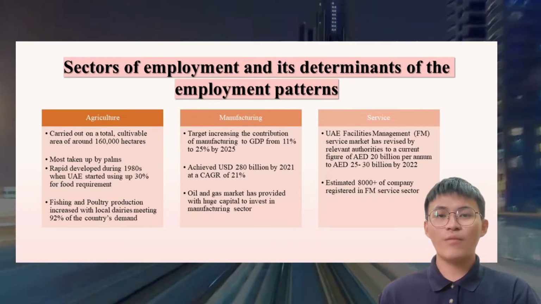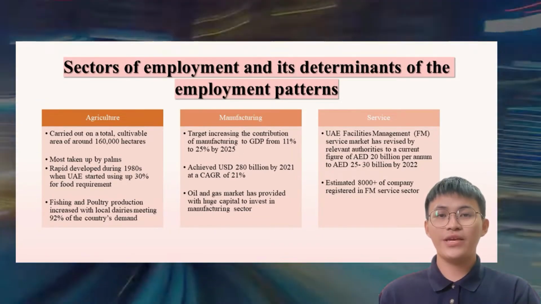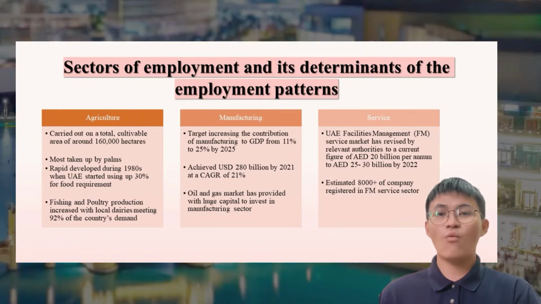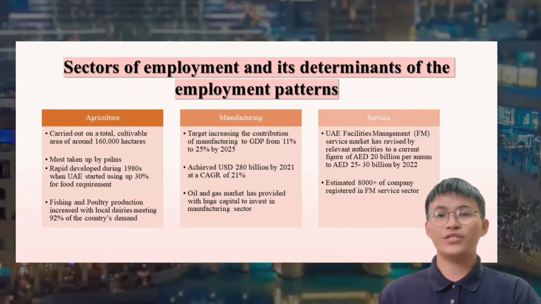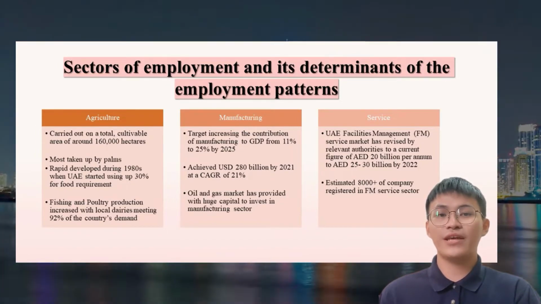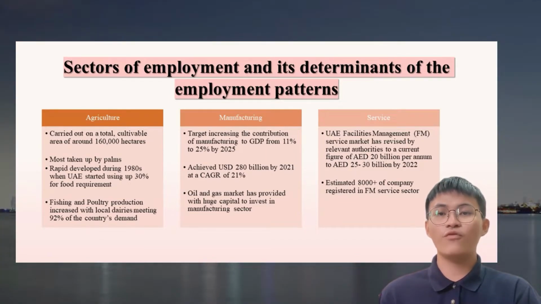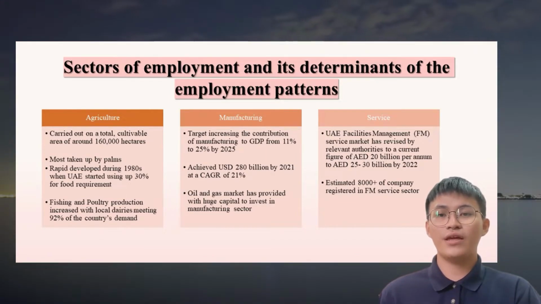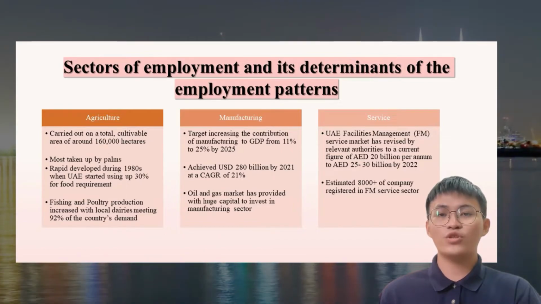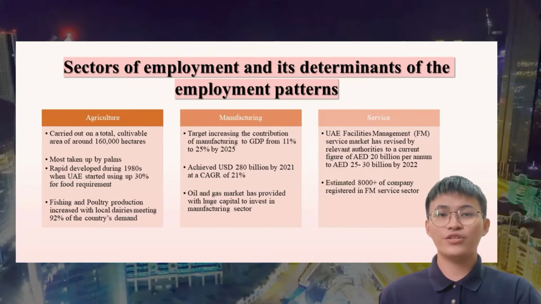There are three sectors of employment in the UAE, which are agriculture, manufacturing and the service sector. Agriculture in the UAE is carried out on a total area of around 160,000 hectares, most of which is taken by farms. Over the years, the government in each emirate has provided incentives to farmers to increase production. The rapid development of agriculture in the UAE was seen during the 1980s when the country started using up to 30% of it for food requirements. There has also been an increase in fishing and poultry production, with local dairy meeting 92% of the demand in the country. Second is the manufacturing sector.